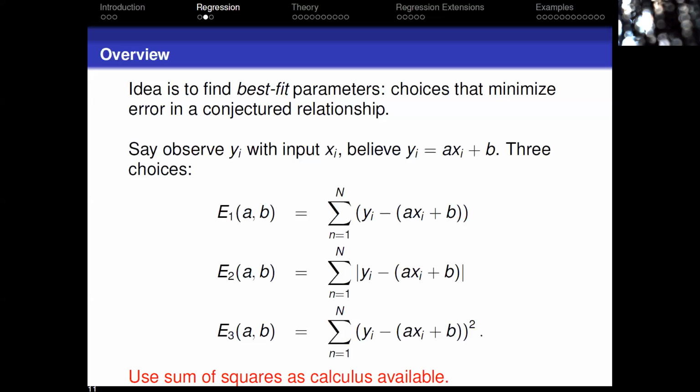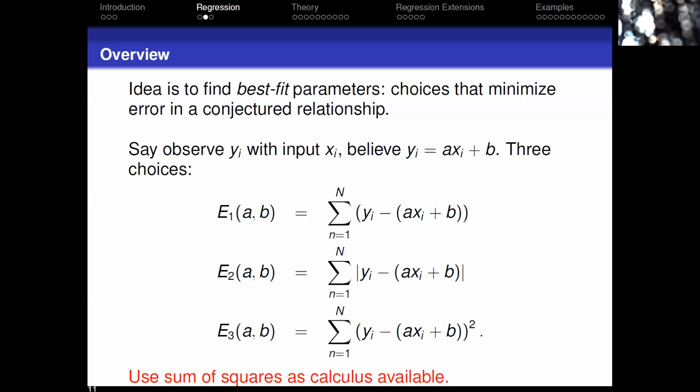If you use squares, however, the squaring function is differentiable. This is why we use the method of least squares. This is why we measure errors by squaring things, because calculus is now available, and we will get a closed form expression using calculus in what other subject? Linear algebra. So calculus plus linear algebra will give us closed form expressions for the best fit values of A and B.